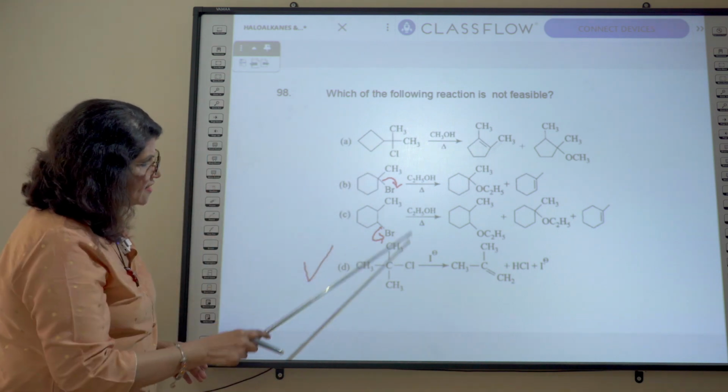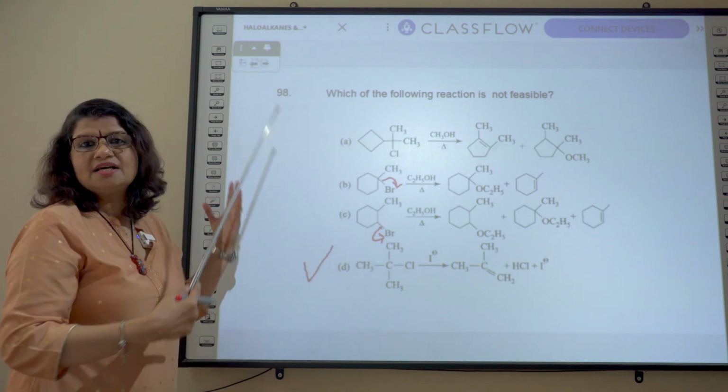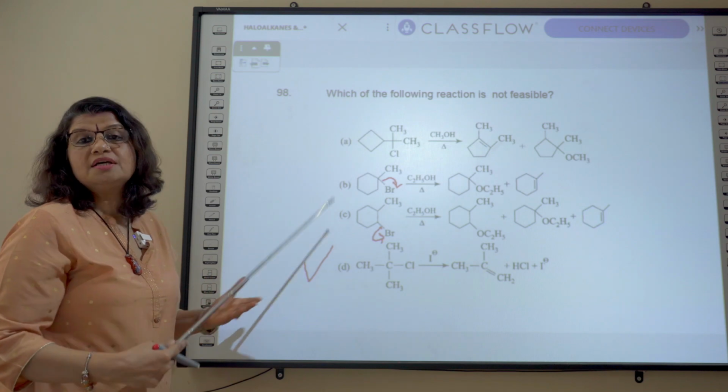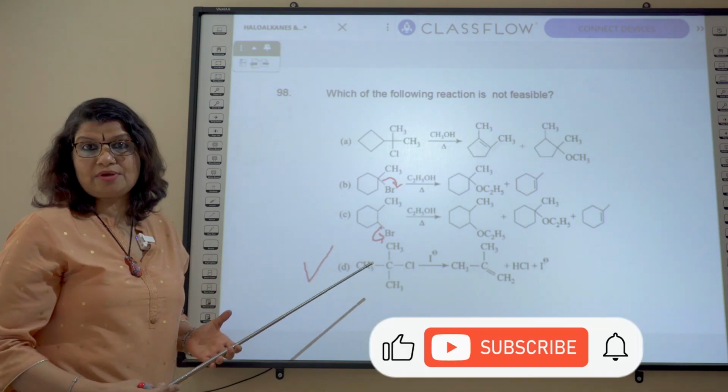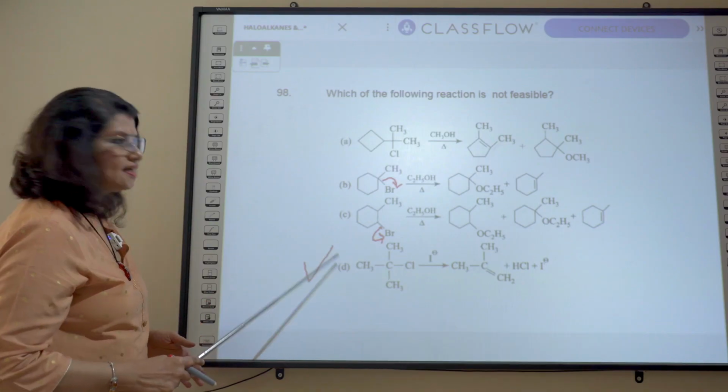So I explained all these reactions in order for you to be more acquainted with the various shifts happening or resulting in the formation of more stable carbocations. It will help you to understand these concepts better. Okay, so D is the correct answer.